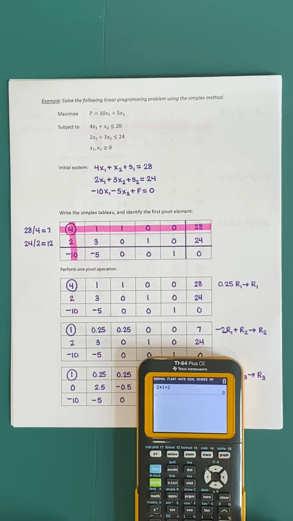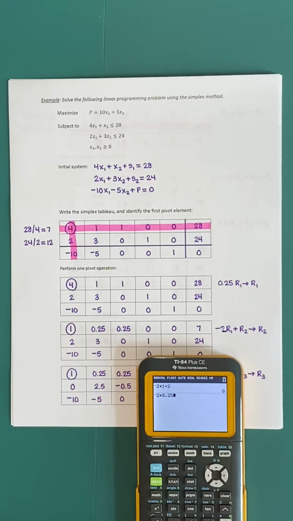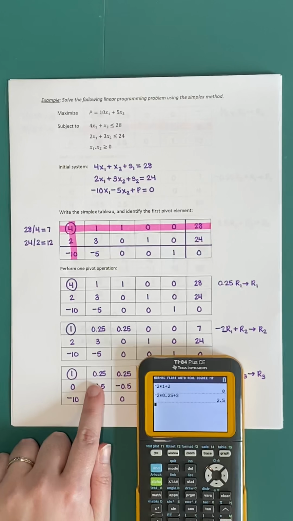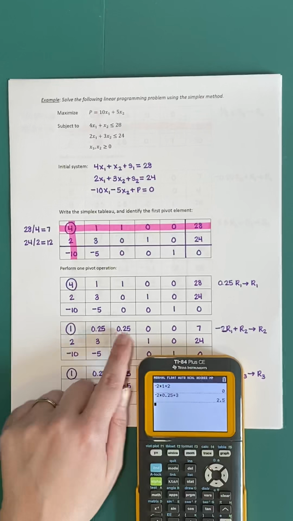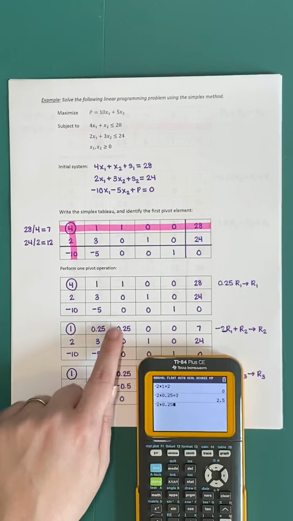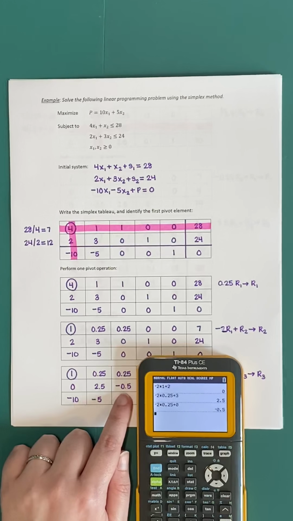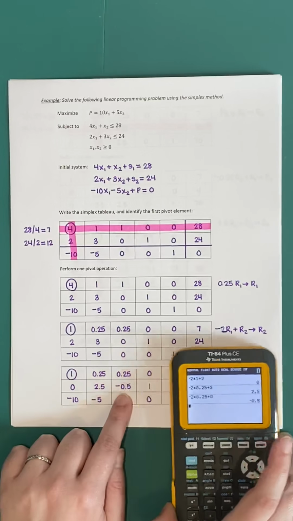So -2 times 0.25, and that's being added to the 3, so plus 3, and that's going to give me 2.5. Now, we're taking negative 2 times 0.25, and then we're adding it to 0, so plus 0. That's going to give me negative 0.5. Okay, let me scoot this down.